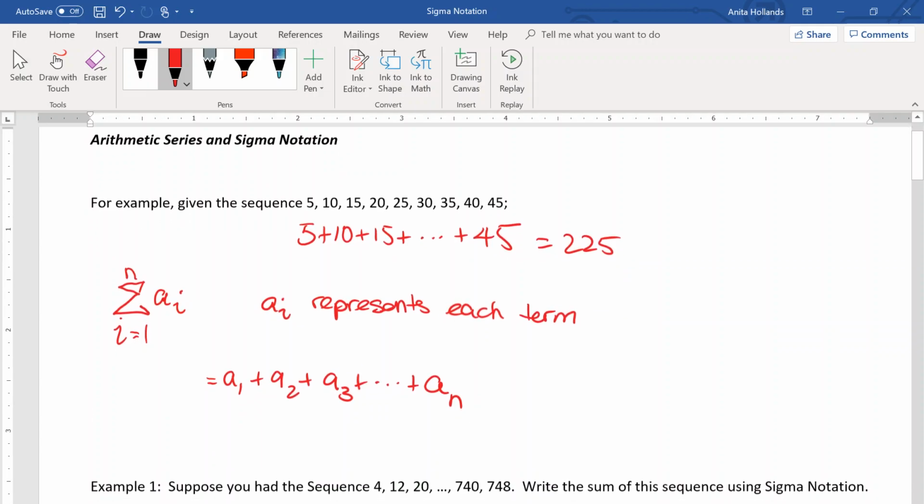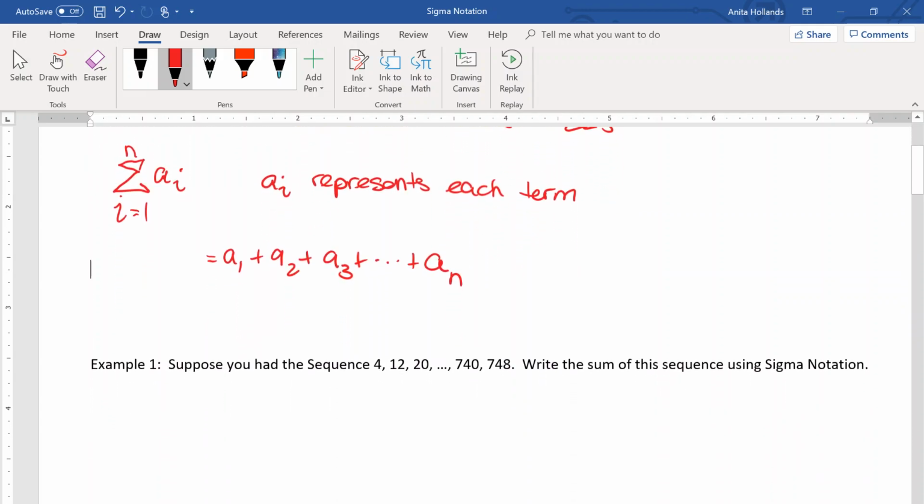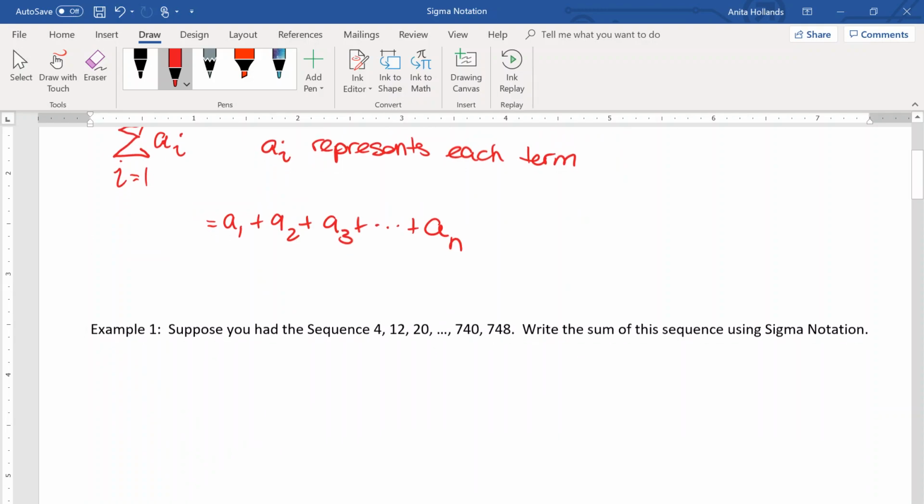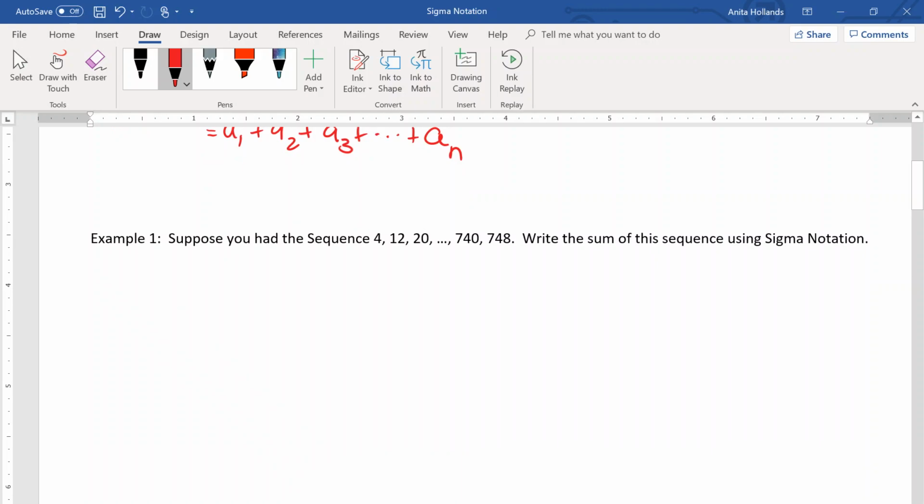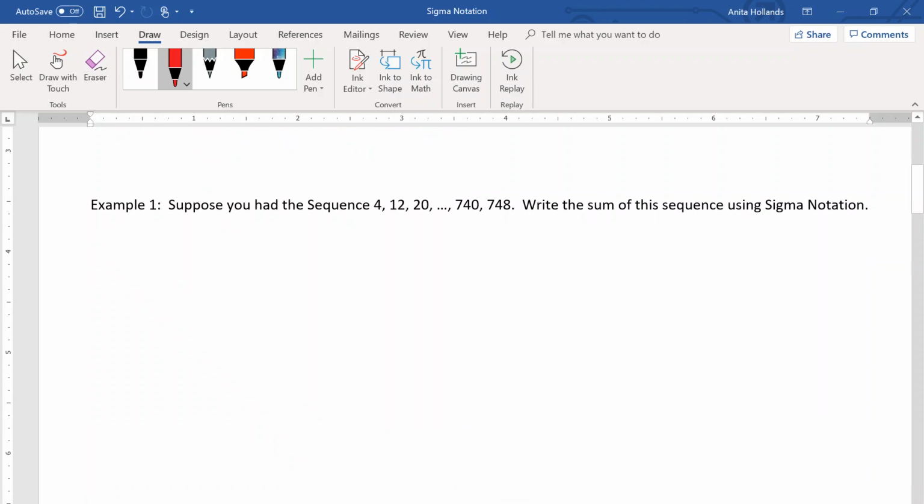Now let's look at a more concrete example here. Suppose you had the sequence 4, 12, 20, and so on up to 740, 748. We want to write the sum of this sequence using sigma notation. So let's go ahead and do that. We need to write out a few things first. Starting with A sub 1, we know that is 4. That's our first term. And we know that the common difference, if we look at the difference between each term, is 8. What we don't know is the nth term number. How many terms are there in this sequence?